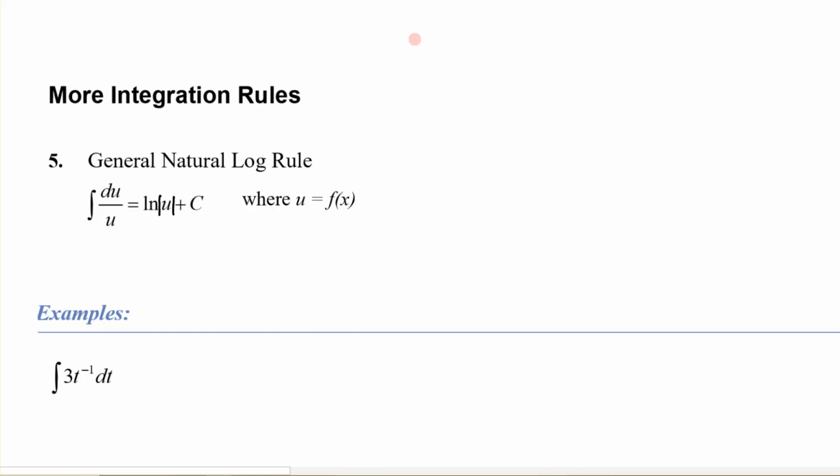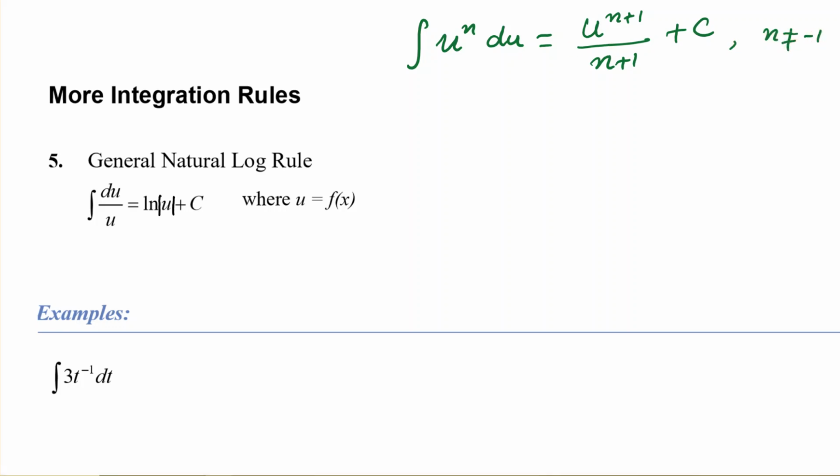Previously we have learned that if you have the integral of u raised to power n du, this is our general power form. So this integral is equal to, you increase the power by 1 and divide by the new power, plus c, where n should not be equal to -1. So this was the power rule, and the condition was that n should not be equal to -1.